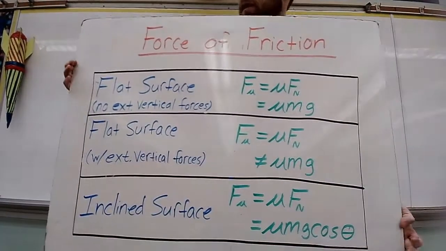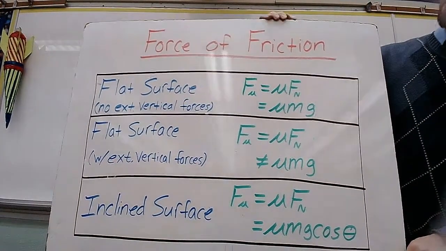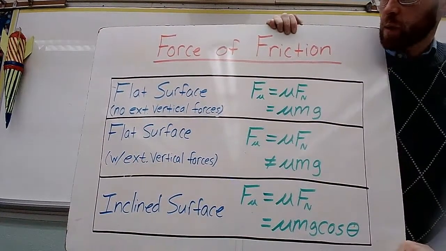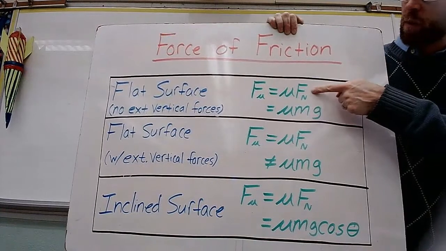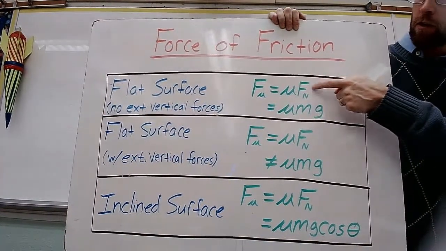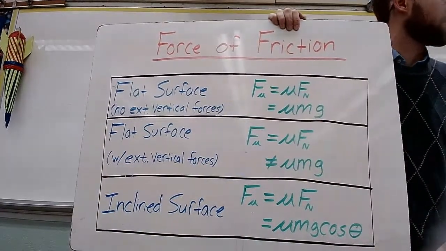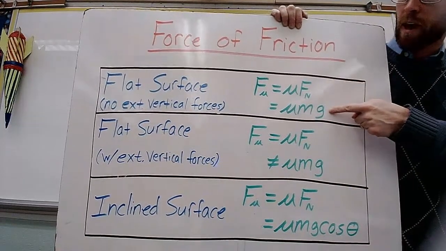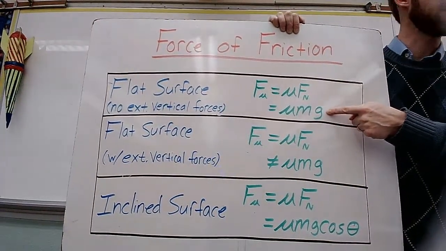Alright, so let's talk about this here. These are the three scenarios that we're going to be dealing with at some time or another. If you are on a flat surface with nothing pulling up or pushing down, your force of friction will be equal to the coefficient of friction times normal force. And as long as this is true, normal force is just equal to mg. So that becomes a very simple thing to deal with, like in the example that we just did on the board.